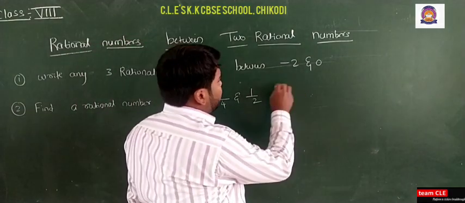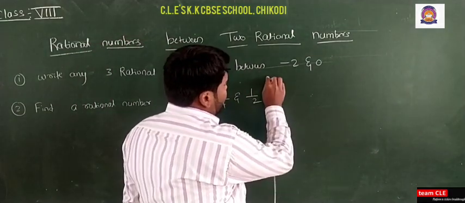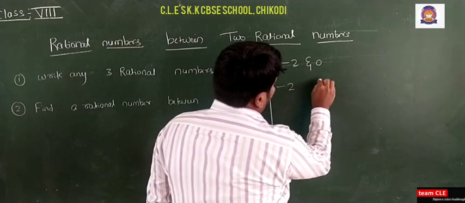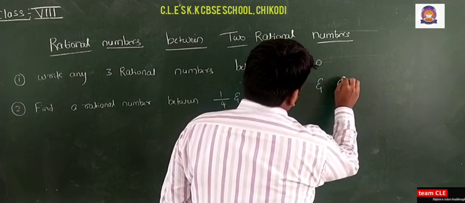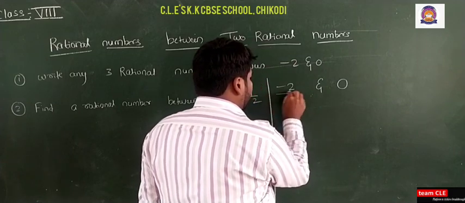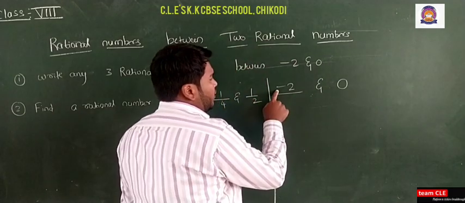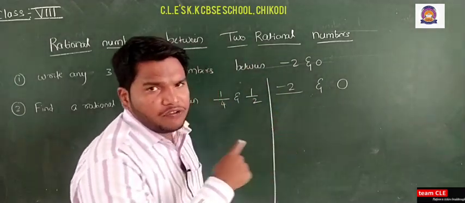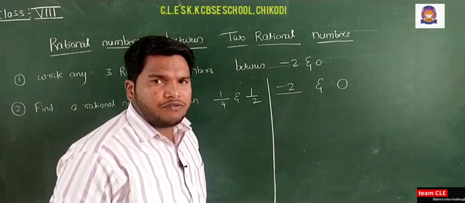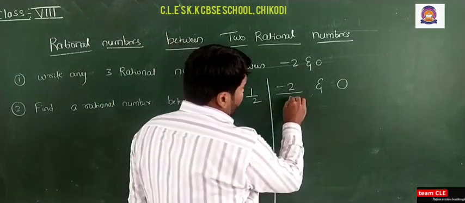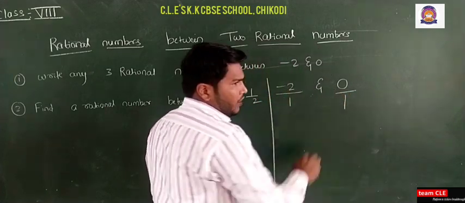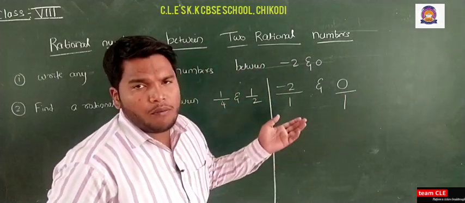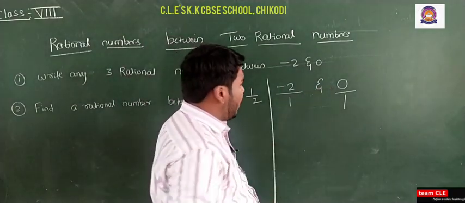These are the two numbers. First I will solve the concept for minus 2 and 0. Minus 2 can be expressed in the form of p by q. We know that every integer can be expressed as a rational number, which we proved is a true statement. I write this as minus 2 divided by 1. And 0 is a rational number, so 0 can be expressed as 0 by 1.